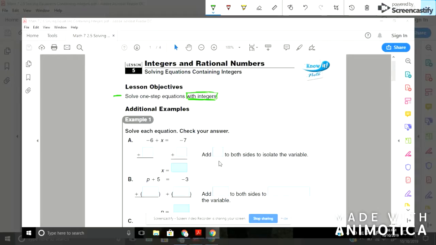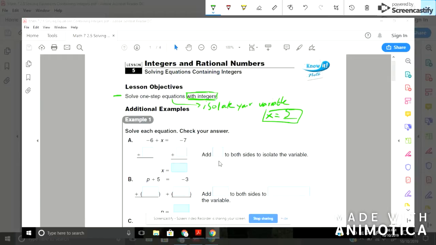If you remember from solving one-step equations, what you're trying to do is isolate your variable. In other words, you want at the end to say x equals whatever, maybe 5, or you're trying to solve for your variable. And to isolate it, remember, you need to either add or subtract, or sometimes multiply or divide something to both sides of your equation.